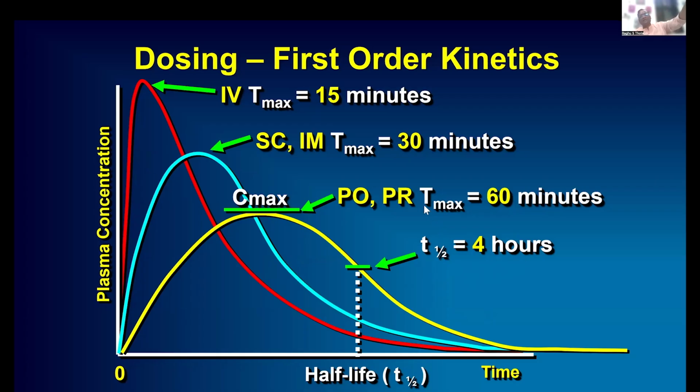Per oral, Tmax is 60 minutes. So that's why it takes 1 hour when you give an oral tablet to get the maximum analgesia. You have to wait for 1 hour. For IM or subcutaneous, you have to wait for 30 minutes. And for IV, you have to wait for 15 minutes.